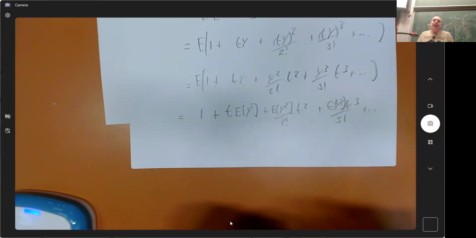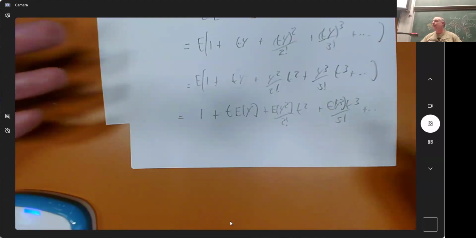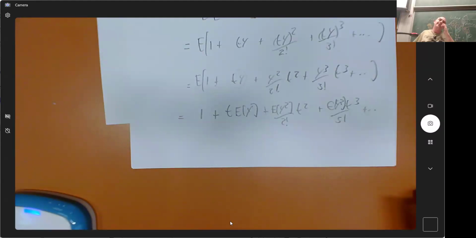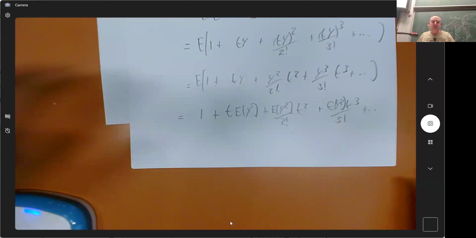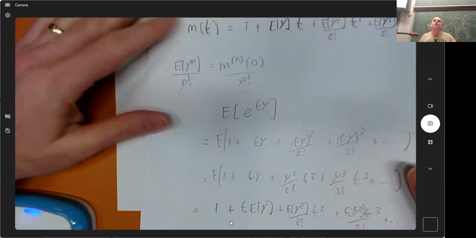It's just, let's use what we know about Taylor series and what we know about expected values and make a magic trick that does this. I love it so much. So ultimately, that's what it's for.